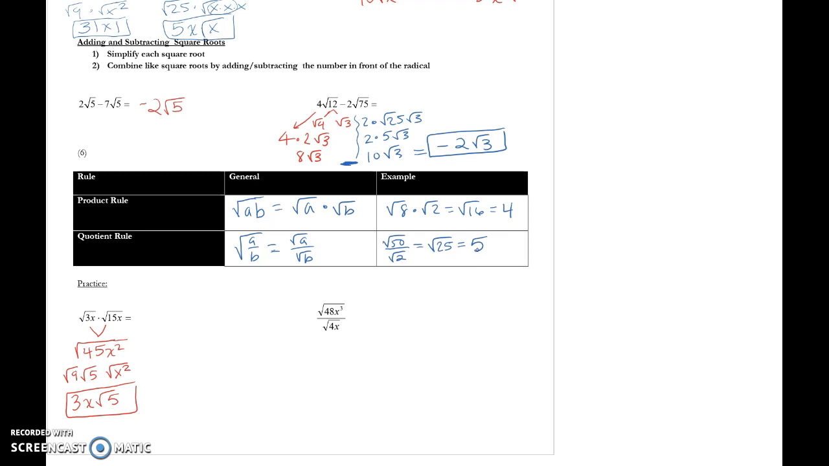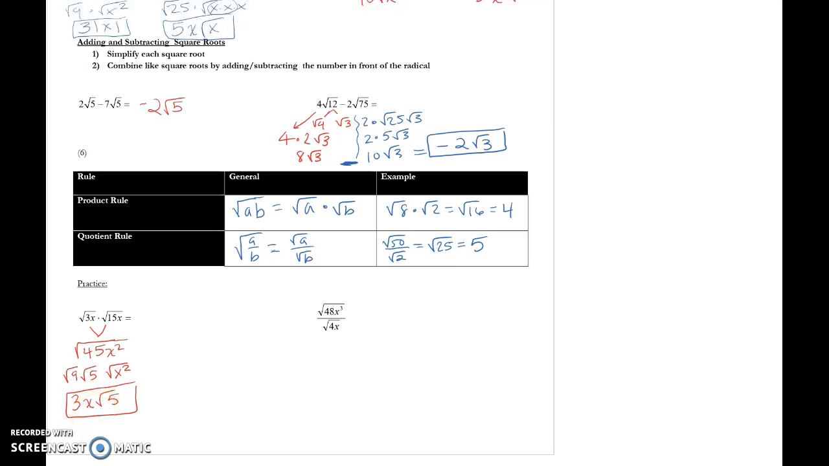All right. Next up, if you notice, I kind of started this for you already. I'm using the product rule here. If I multiply 3 and 15, I get 45x squared. And then, of course, x times x. And then if I simplify, I should get 3x root 5.